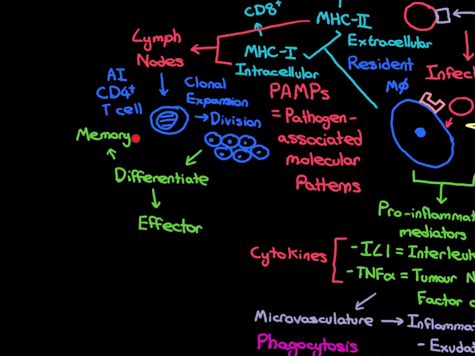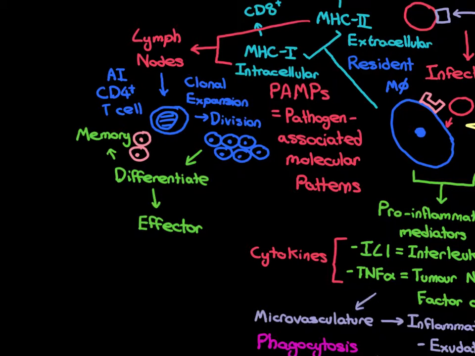So we might say, let's say 2 of them out of the 6 that I've drawn are going to become memory CD4 positive T cells. So the majority are going to become effector CD4 positive T cells. And remember, in reality, we're talking about much bigger numbers than 6. It's just for the basis of the picture.